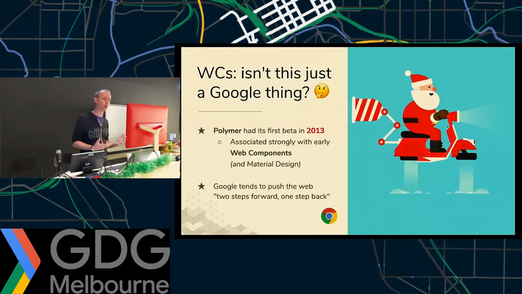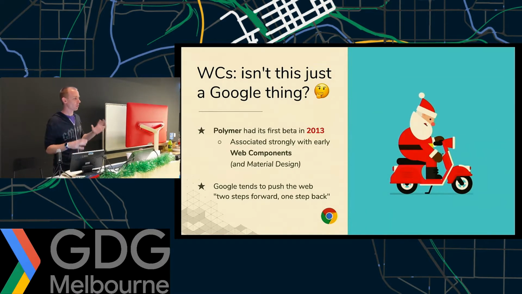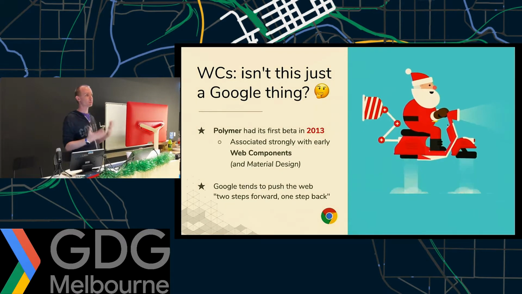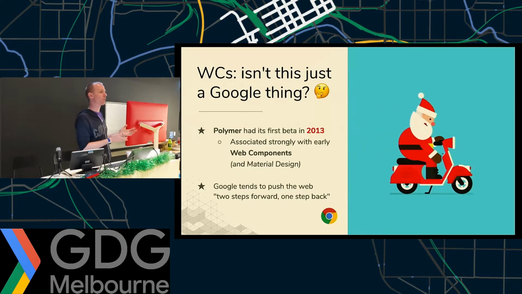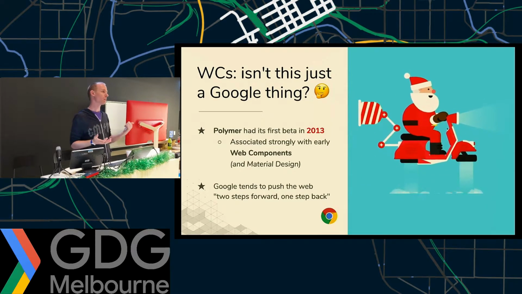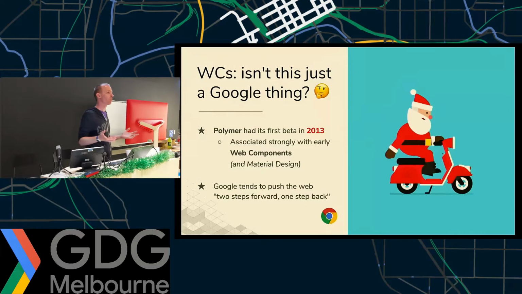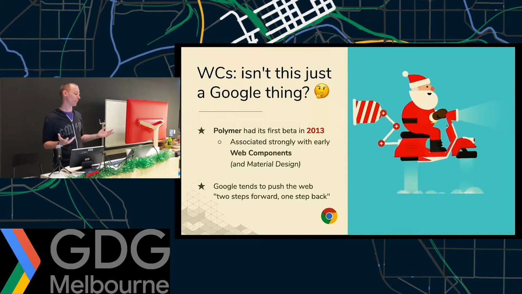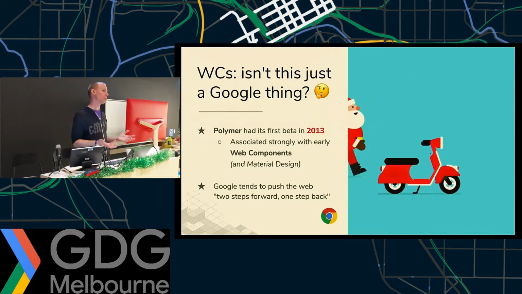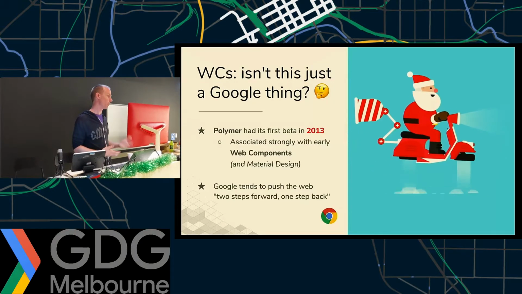People say to me, well, web components, isn't this just a Google thing? I hinted at this before. One of the problems Google has is that we shipped Polymer in 2013. And so if you ask someone a few years ago, or even now, what's web components? Some people will say, well, isn't that just Polymer? And unfortunately, that's the legacy we've got to deal with.